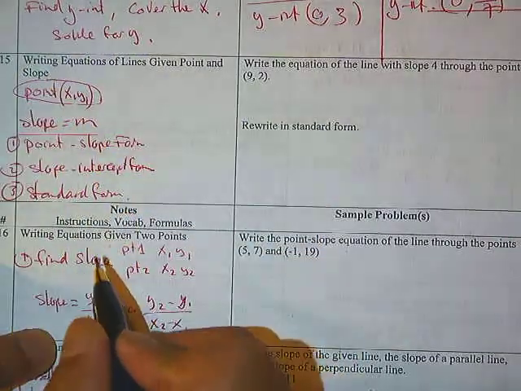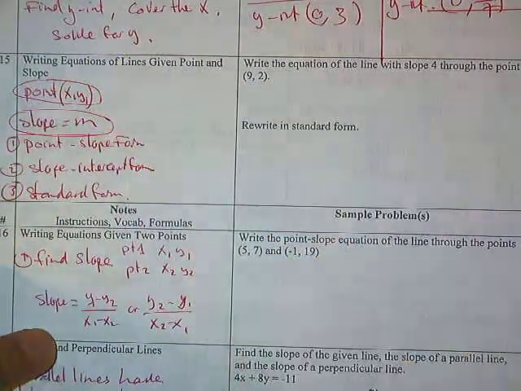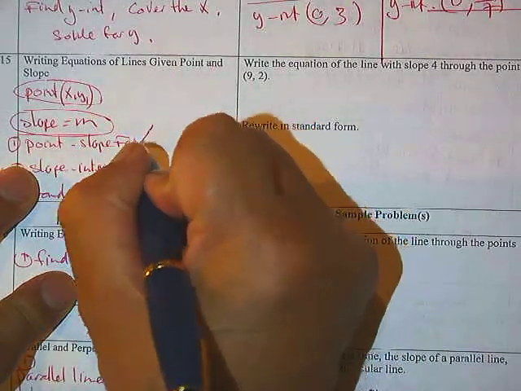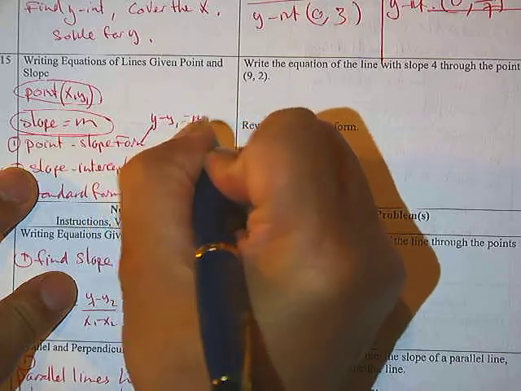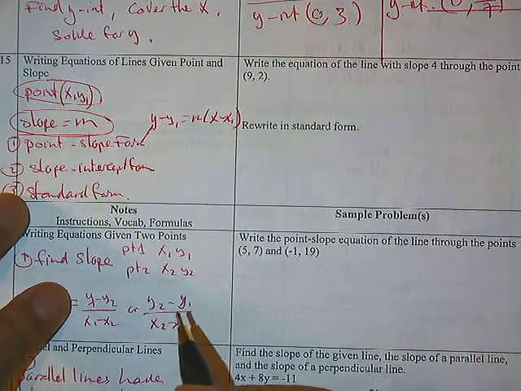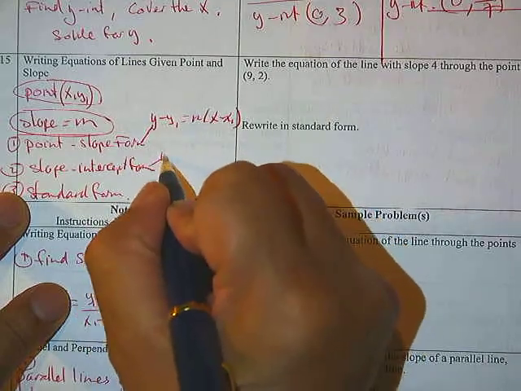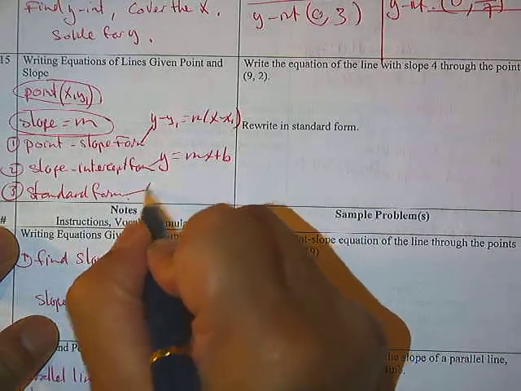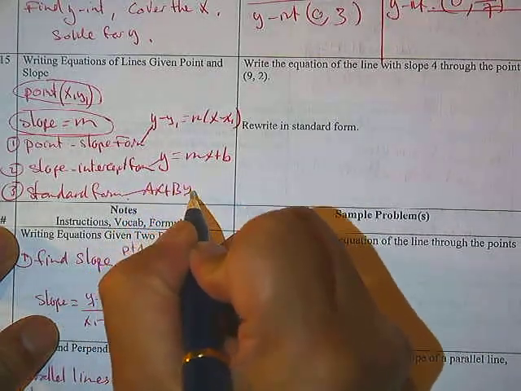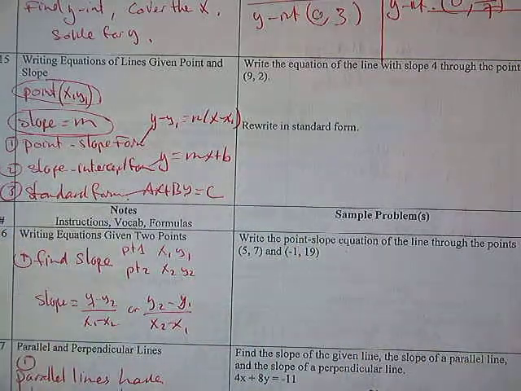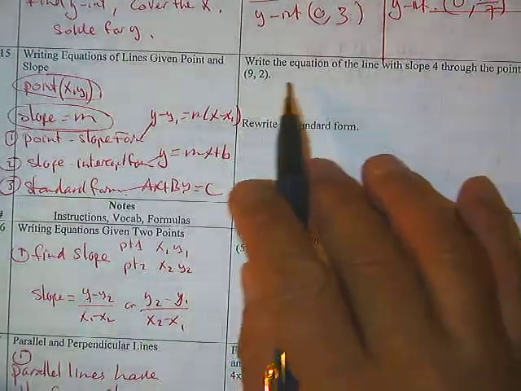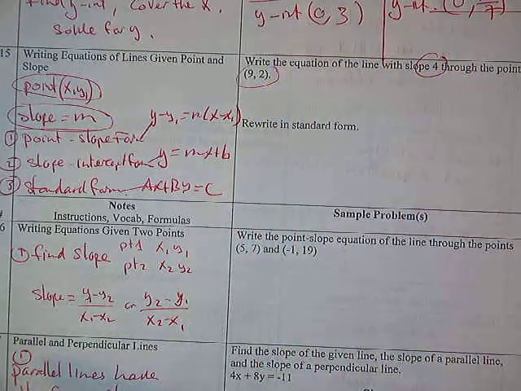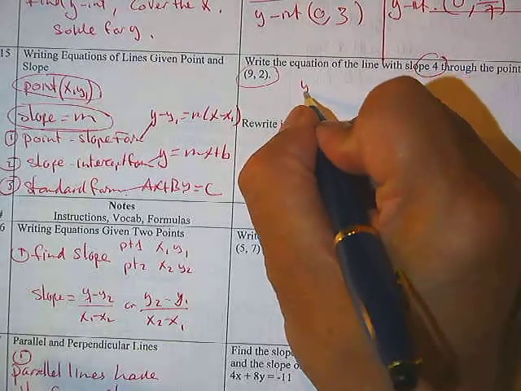Alright, number 15. Number 15, writing equations of a line given a point and a slope. So let's say that they give you a point, x1, y1, and they give you the slope, that's the m. So first you might want to put it in point-slope form. Now in case you don't remember, that's y minus y1 is equal to m times x minus x1. And then you put it in slope-intercept form. That is y is equal to mx plus b. And then finally you put it in standard form. That's ax plus by is equal to c.